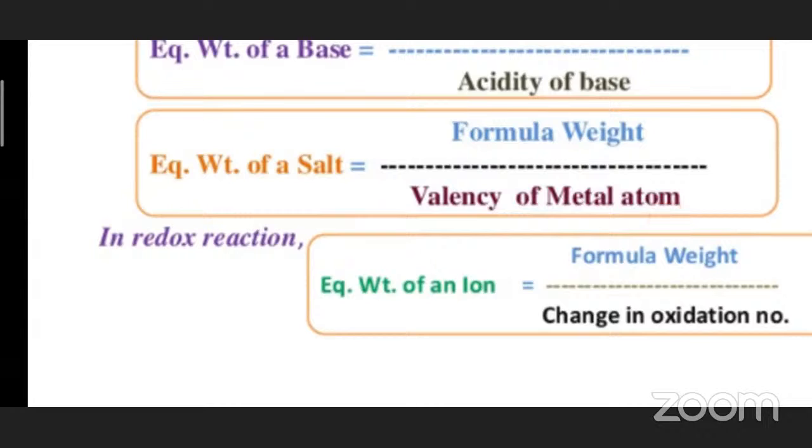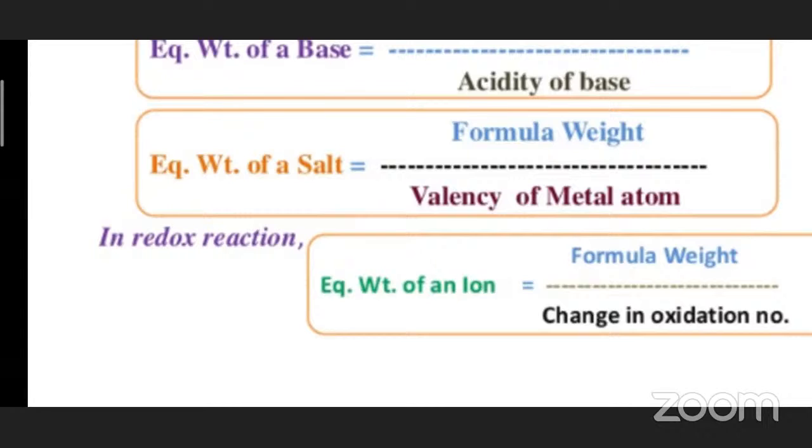So let us deal with an example. What is the common salt we are using? Sodium chloride, NaCl. Yes or no? Yes, NaCl is the common salt. So if you calculate the weight of NaCl, what is the atomic weight of sodium? 23. Atomic weight of chlorine is 35.5. So the sum of this is 58.5. This is the formula weight of NaCl.